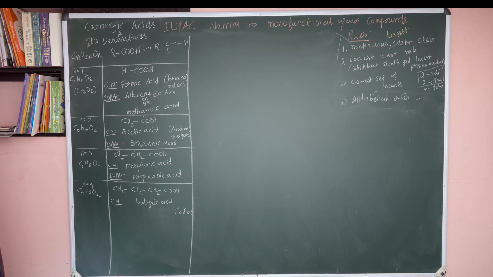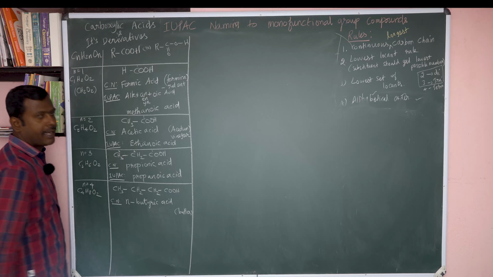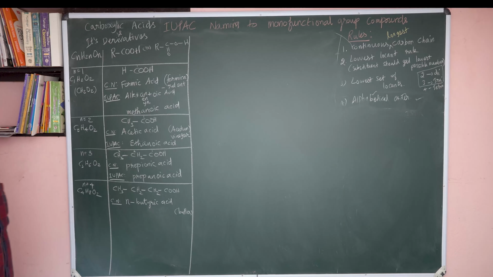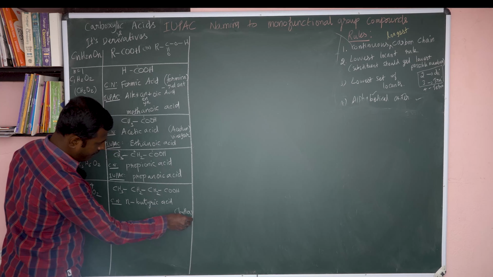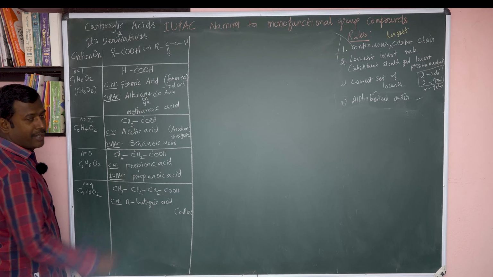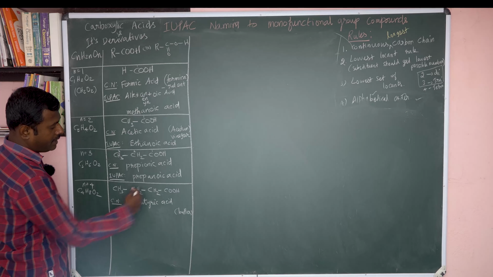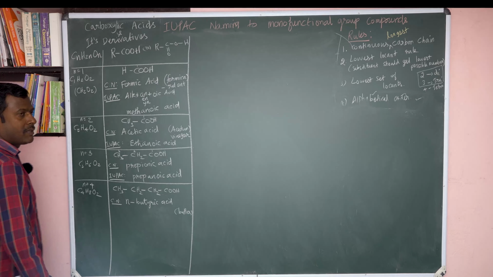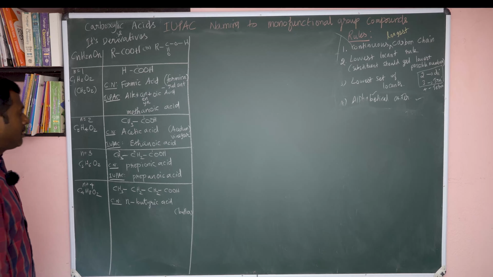Since all the carbon atoms are in a linear manner, it is n-butyric acid. What is the name? It is n-butyric acid. If 1 carbon is written as a branch, then it is called isobutyric acid. CH3, CH3 means it is iso. Whenever a CH group is bonded with 2 methyl groups, it is called iso.